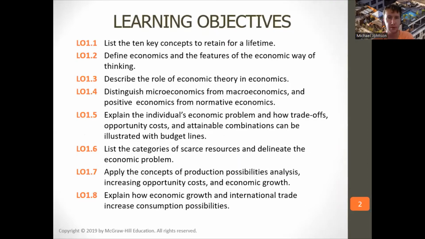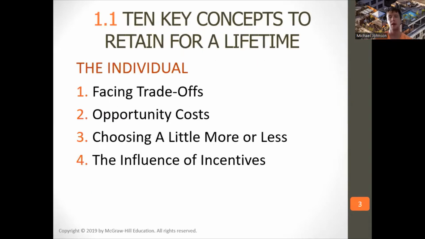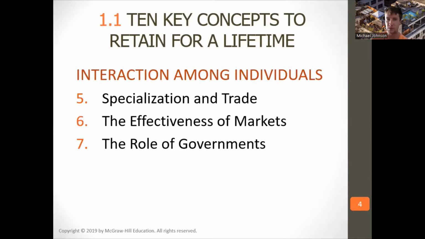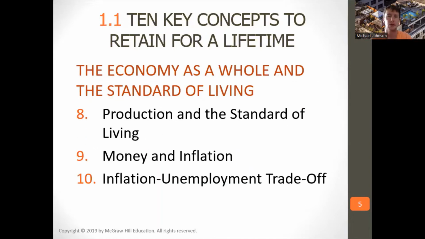So we're gonna go through these learning objectives. We're gonna go through the 10 key concepts to retain for a lifetime: what economics is, what the role of economic theory is in economics, what the difference between microeconomics and macroeconomics is, and what positive economics is versus normative economics. We're gonna talk about trade-offs, opportunity costs, and attainable combinations, scarce resources, production possibilities analysis, increasing opportunity costs, and economic growth. We're gonna go through economic growth and international trade and how they increase potential. So the individual faces trade-offs, opportunity costs, choosing a little more or less, and the influence of incentives. And then we go through specialization of trade, the effectiveness of markets, the role of governance, production and standard of living, money and inflation, and the employment trade-off.